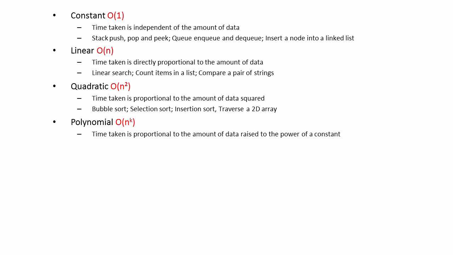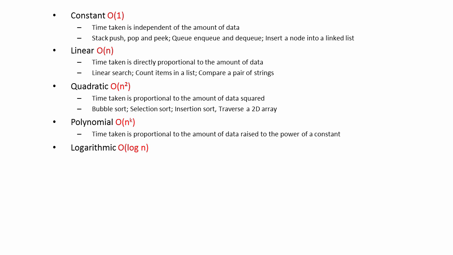Linear complexity is also an example of polynomial complexity because in this case k is 1. Any number raised to the power of 1 is itself. N raised to the power of 1 is just n. Strictly speaking, constant complexity is also polynomial because any number raised to the power of 0 is 1. With constant complexity, k is 0.